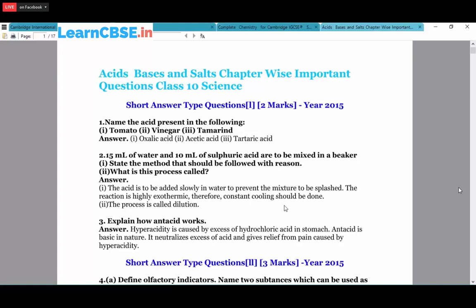Therefore, constant shaking should be done. Then it should be a proper way of mixing the water and the acid. This process we call dilution.